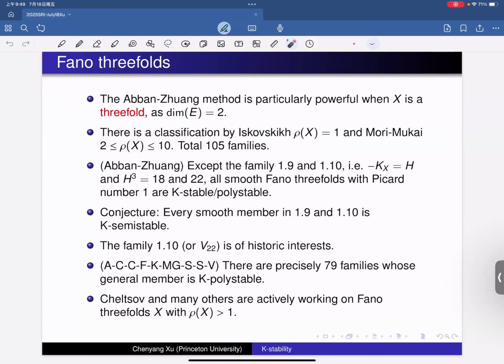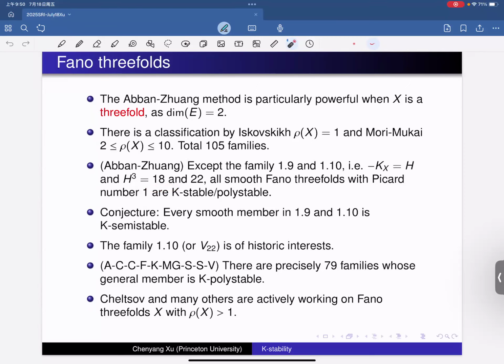So now, once you have this method, and many other methods, you can start to go through the Iskovskikh-Mori-Mukai classification of the 105 families. Arguably, the most interesting case is the Picard number 1 case. And Abban-Zhuang and others show that except the families 1.9 and 1.10, all other smooth Fano threefolds with Picard number 1 are K-stable or K-polystable.